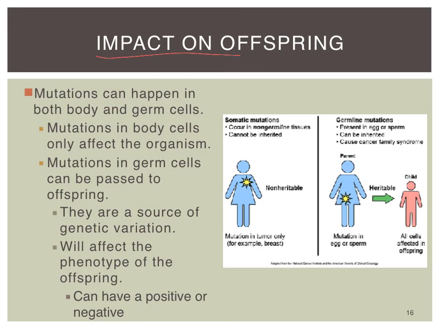So how do these mutations impact offspring? Mutations can happen in both body cells, also called somatic cells, and germ cells. Mutations in body cells only affect the organism. They're not going to get passed on to their offspring. Mutations in germ cells can be passed to the offspring. They are a source of genetic variation, and as such will affect the phenotype of the offspring. This effect can be either positive or negative.